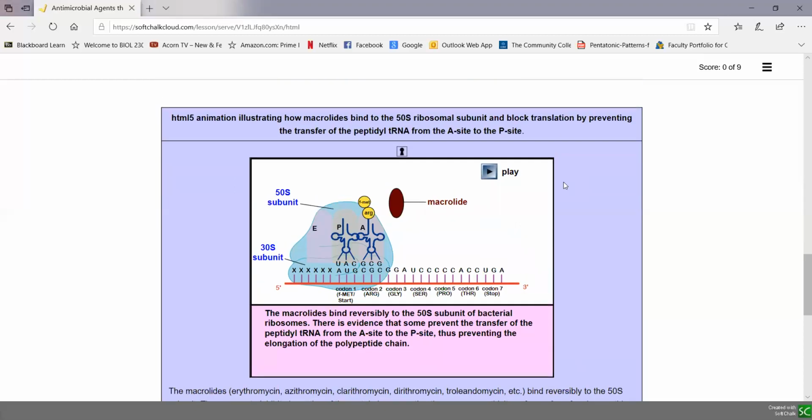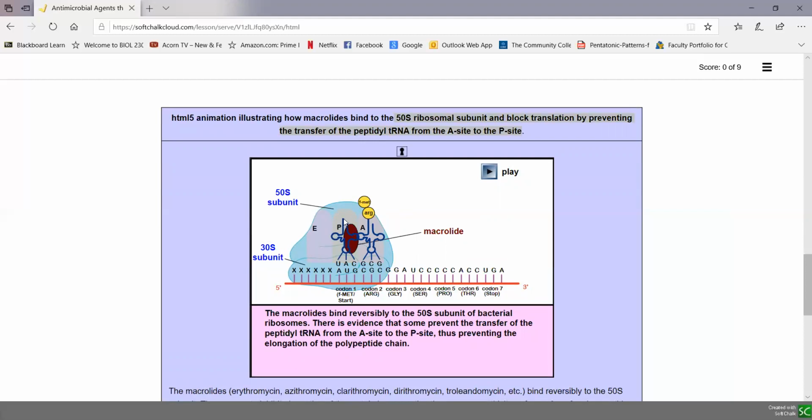And then in some cases, certain macrolides we think might bind to the 50S subunit and block translation by preventing the peptidyl transfer RNA, the transfer RNA in the P site, from moving. And so it prevents the transfer RNA in the A site from moving to the P site. And let's take a look at that happening. So it's binding to a 50S subunit.